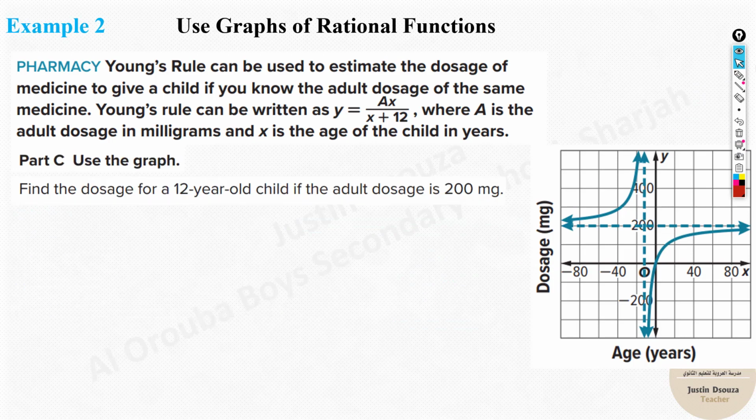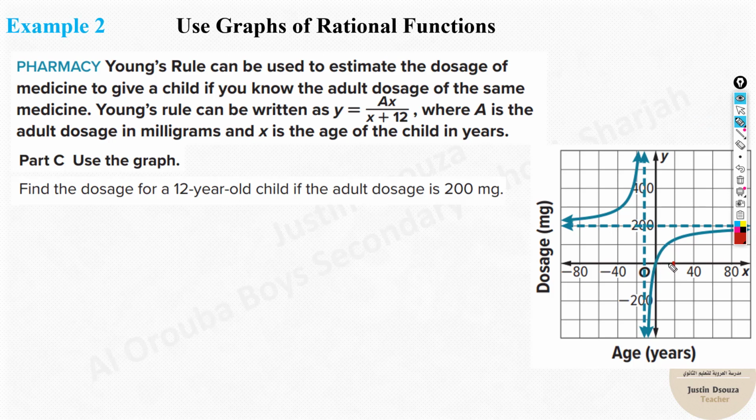Now then, what next? Find the dosage for a 12-year-old child if the adult dosage is 200 mg. You can use the graph and do it, but the easiest way is in this equation. Now what they're asking is, what is the dosage for a 12-year-old child?